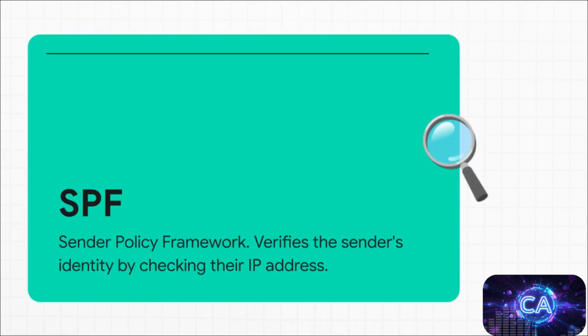First up on the security team, you've got SPF, or Sender Policy Framework. The best way to think about SPF is like a bouncer at a club, and that bouncer has a very strict guest list. The domain owner, say your bank, publishes a list of every server that's allowed to send email for them. When an email shows up, the receiving server checks the list. If the sender's IP address isn't on it, sorry, you're not getting in.